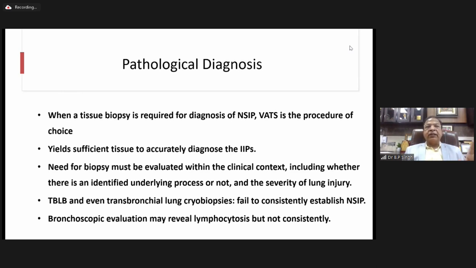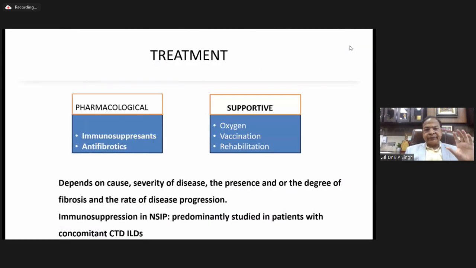However, the TBLB, even the cryobiopsy, may not be giving you the full diagnosis in all of the patients. So probably VATS is the procedure of choice for taking the tissue biopsy in the patient with NSIP. Although you can do TBLB and bronchoalveolar lavage in the patient just to rule out other diseases. How are you going to treat them?